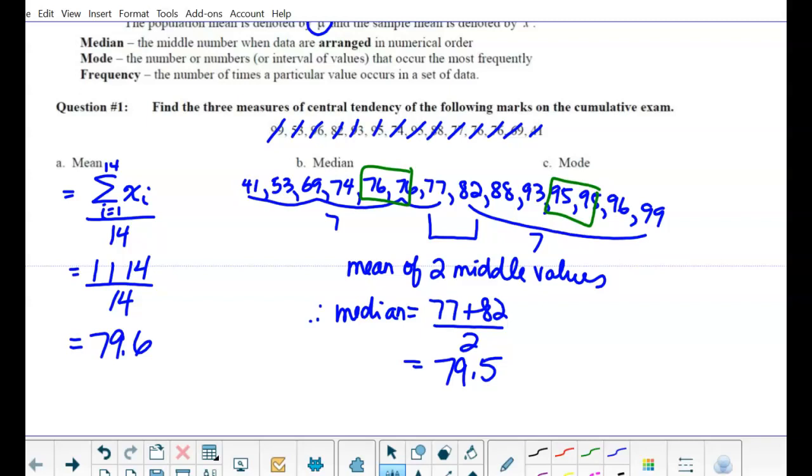If all of them happen once, there's no mode. If all of them happen twice, there's no mode. But if one number is there more than any of the other times another number is there, then there's a mode. In this case, there's 2 of them. So the modes are 76 and 95, and you do not take the average of them. There's just 2 modes in that set.